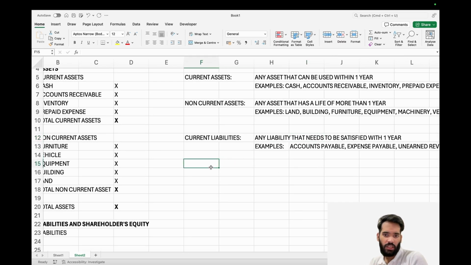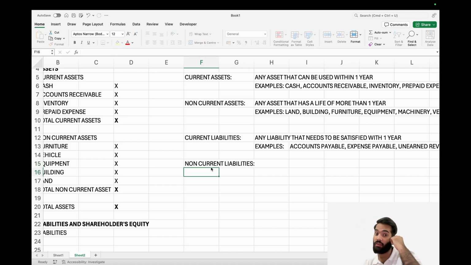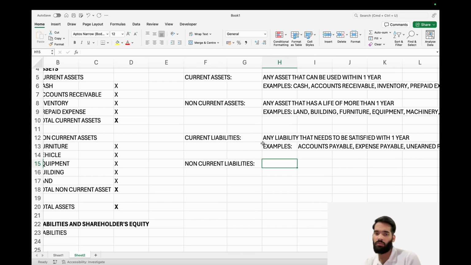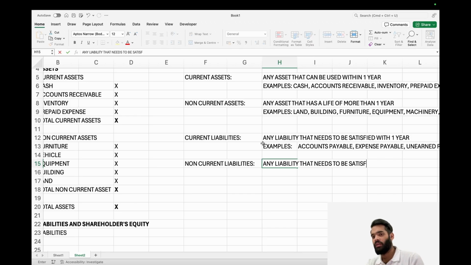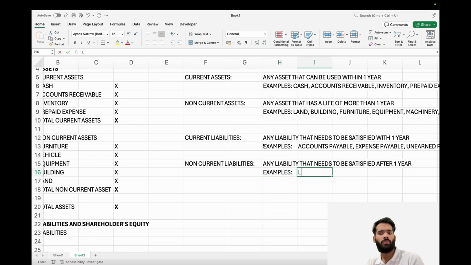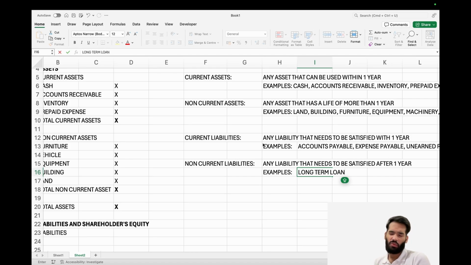Then we have the non-current liabilities. These are liabilities that need to be satisfied after 1 year, which means you can take more than 1 year to satisfy these. Now you might say, what is the example for that? For your level, you just need to know one example, which is long-term loan. So the loan you take from a bank, that's the only one you'll probably see in your studies.